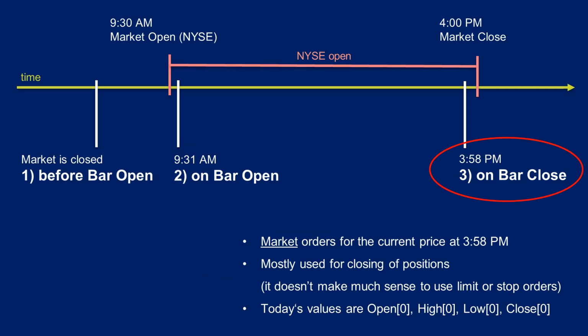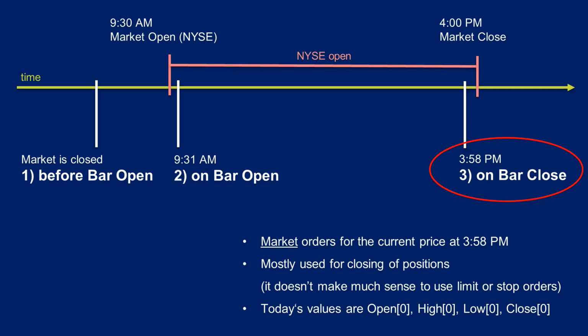And number 3, on bar close. This timing is mostly used for closing of position because it actually does not make much sense to use it for limit or stop orders. Well, and market order is executed for the actual price at 3:58 p.m., so a little bit before the closing time of the exchange.